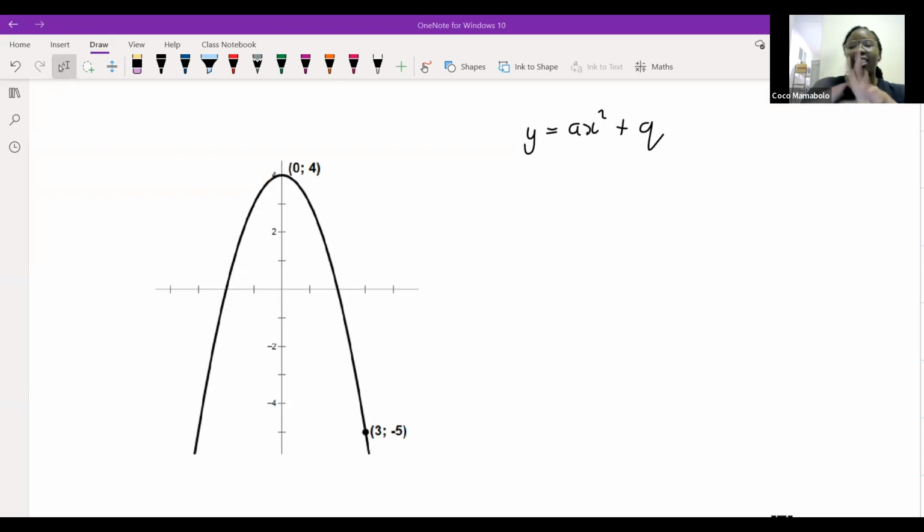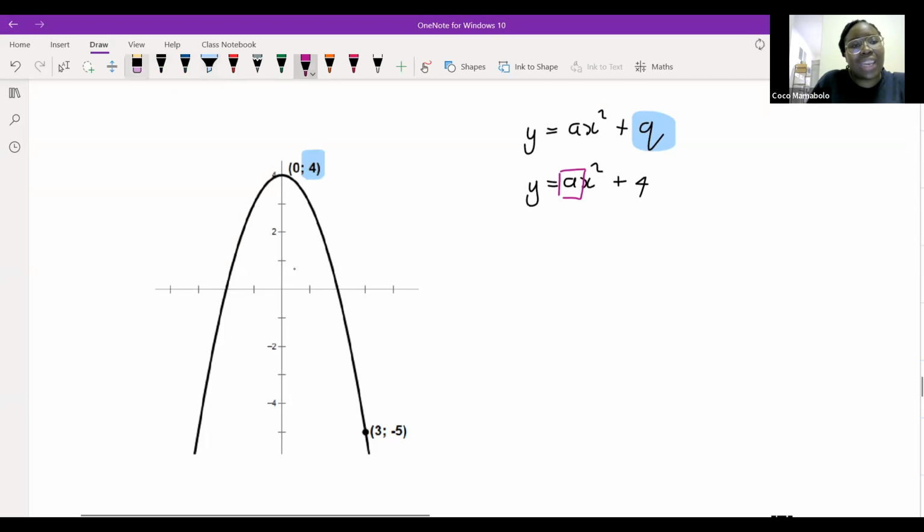Yes. All right, let's have a look at this question here, guys. By looking at our graph, we automatically know that our Q is going to be 4, because that's the turning point. The Q is the value of the turning point. So we already have y is equal to ax squared plus 4. Now I want to calculate for a.